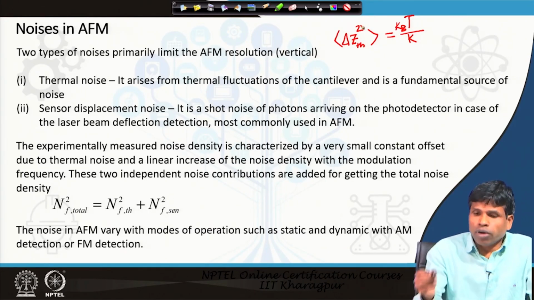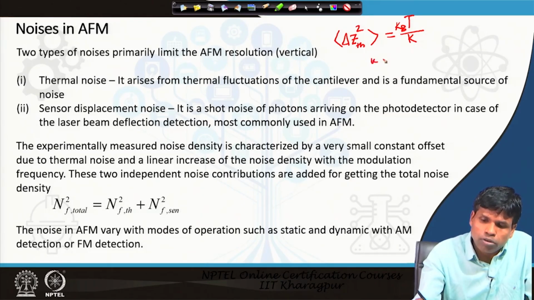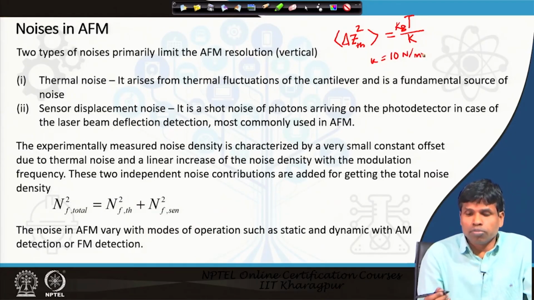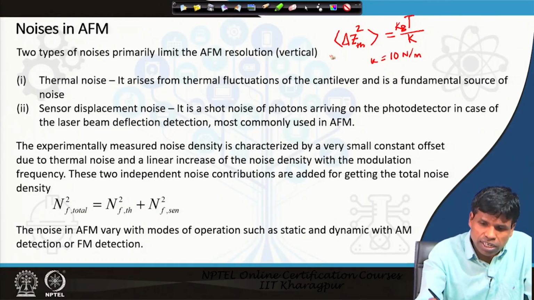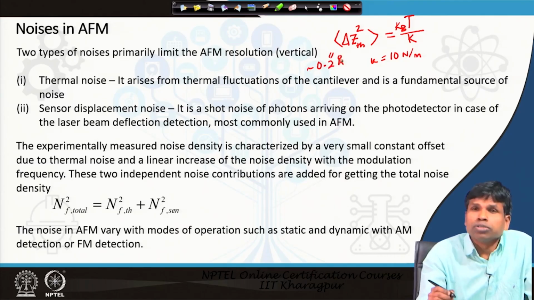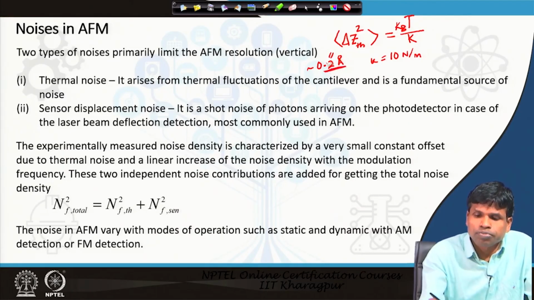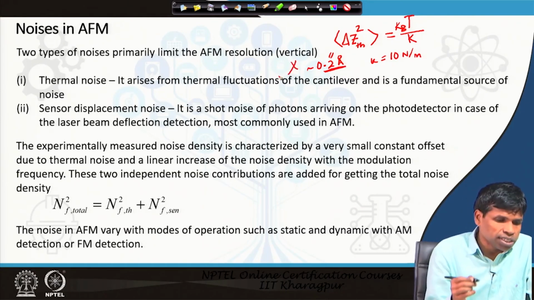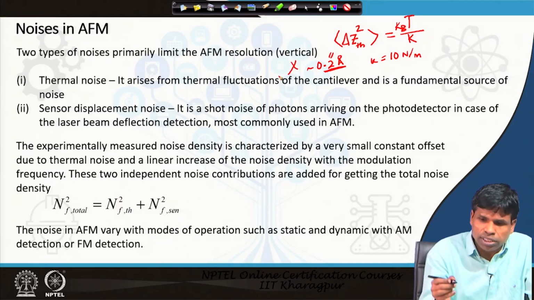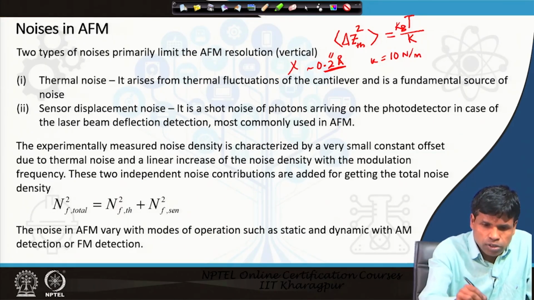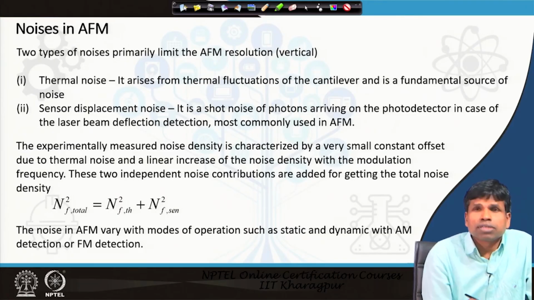For example, if the K value is around 10 Newton per meter, then at room temperature this delta Z thermal oscillation will be around 0.2 angstrom. It is quite huge, because in AFM we are going to measure sub-angstrom level resolution. So this type of noise is not acceptable in the atomic force microscope, and one has to reduce this thermal noise. And then we also have noise due to sensor displacement.